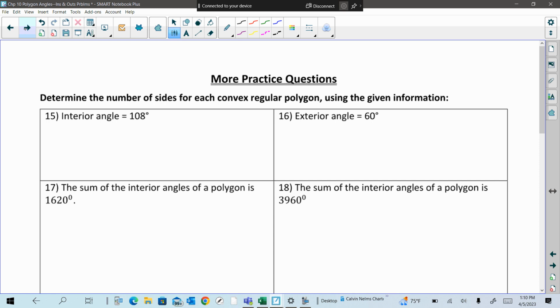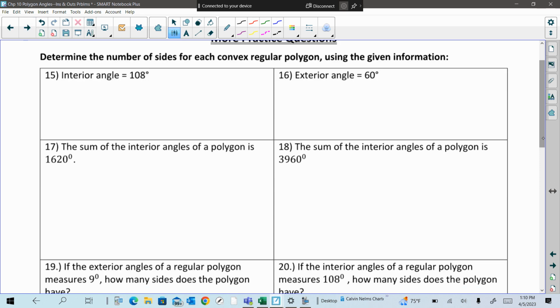Okay, so on the more practice side, 15 and 16 are like we just talked about. On 17, it's missing what it wants, but if I tell you the sum of the interior angles is 1620, they want you to find the number of sides. We're trying to figure out which polygon has a sum of 1620.